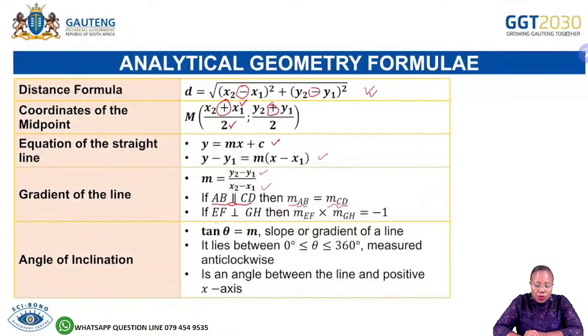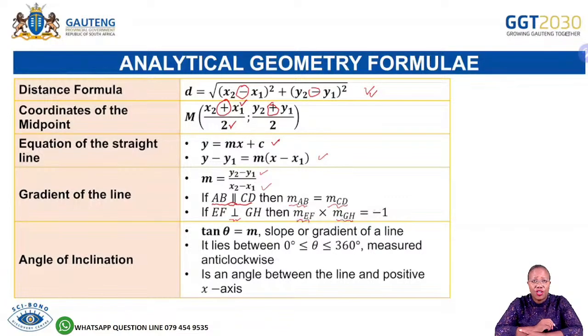The second condition is where you have 2 lines being perpendicular. If line EF is perpendicular to line GH, then the gradient of line EF multiplied by the gradient of GH is equal to -1. That means the product of the gradients of the two lines, of which the lines are perpendicular, will be equal to -1. Product is the answer that we get when we are multiplying. Hence, we are saying the product will be -1.